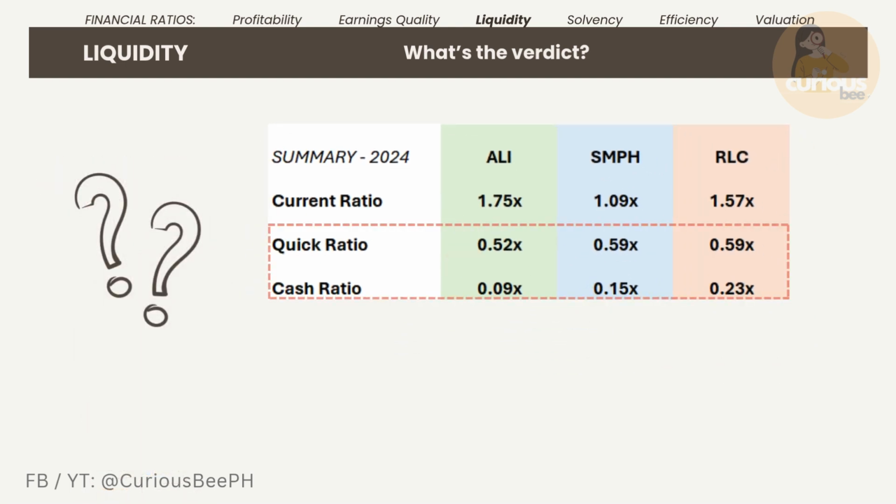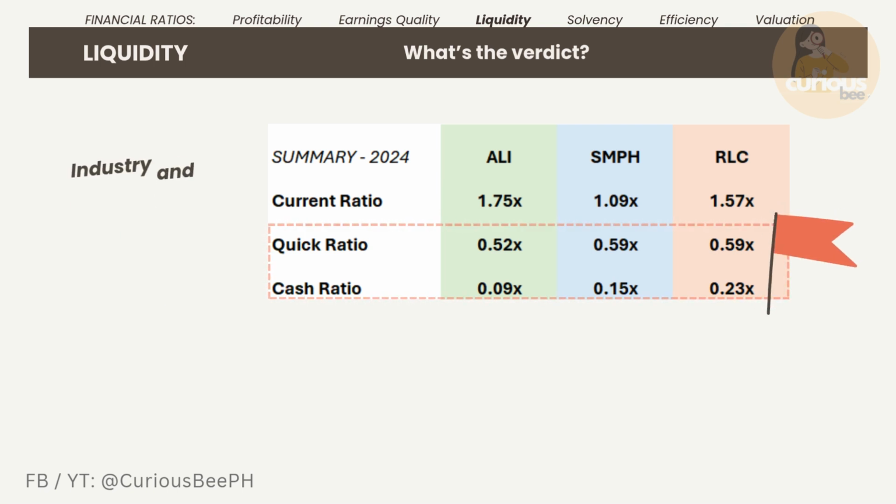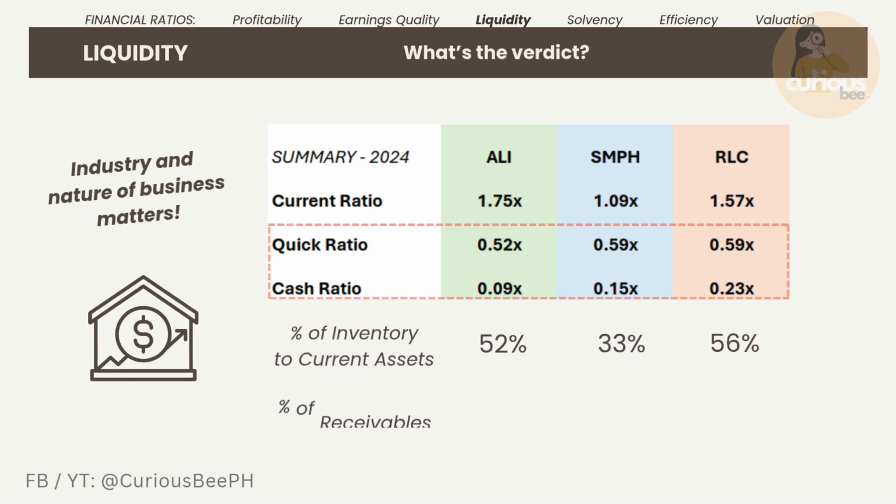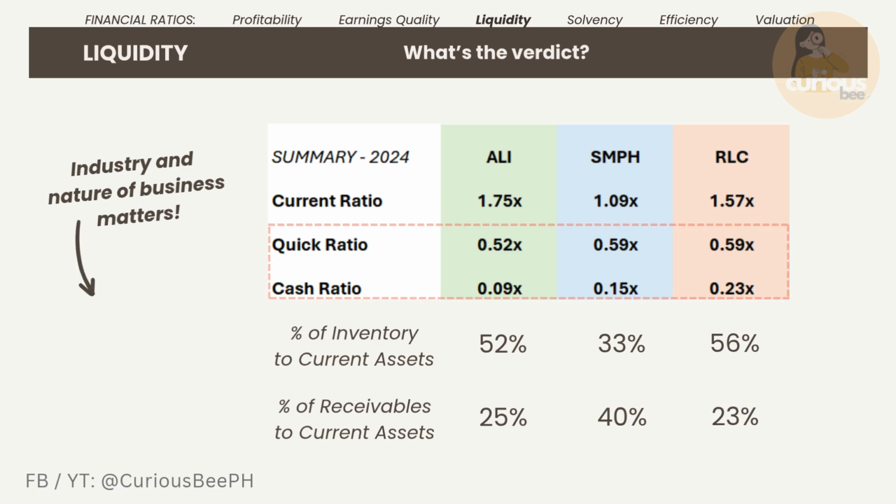But why is this still good despite having ratios below 1? Isn't that a red flag? This is an example where industry and the nature of business matters. Property developers, such as our examples, carry high-value real estate inventories and receivables from installment sales, which makes up a significant portion of their current assets. When we take those away for analysis, it can make figures look terrible.